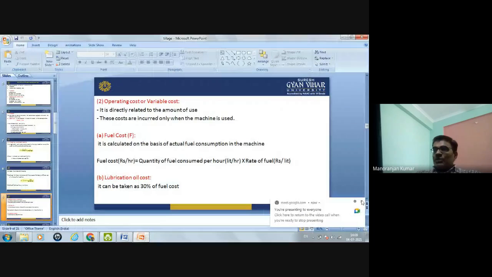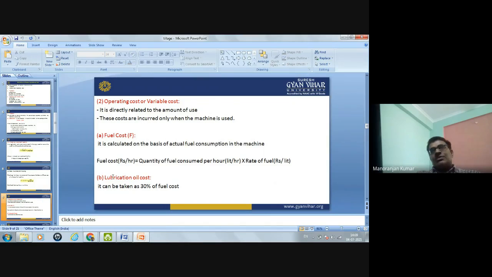Now the lubrication cost. This is the other variable cost. For lubrication cost, you can take 30% of the fuel cost, because lubrication oil is needed when your machine is in running condition. For running, the fuel will be used, and also the lubrication oil will be used. And you can take the lubrication oil cost as 30% of the fuel cost.